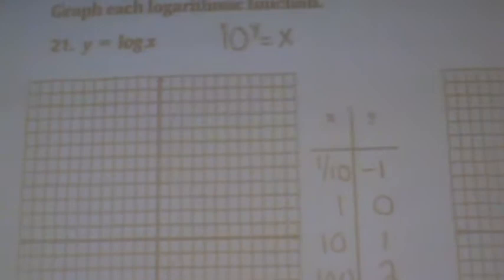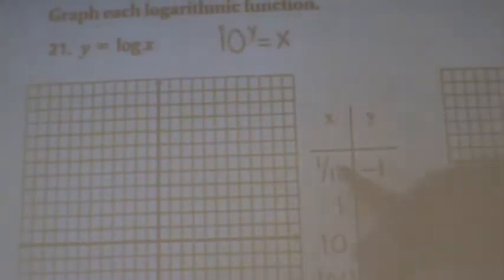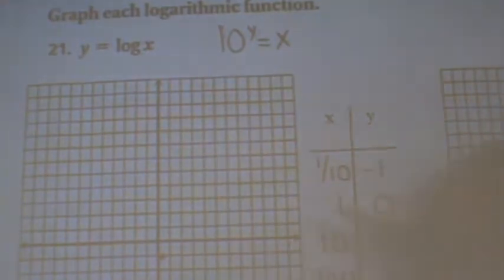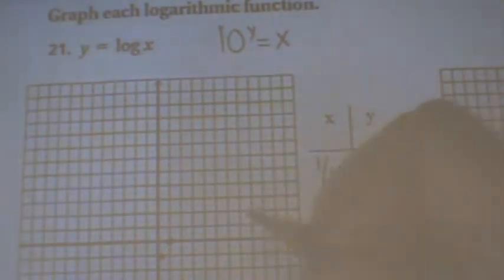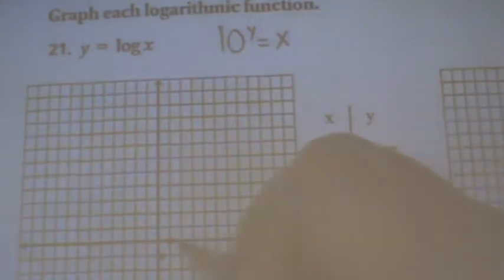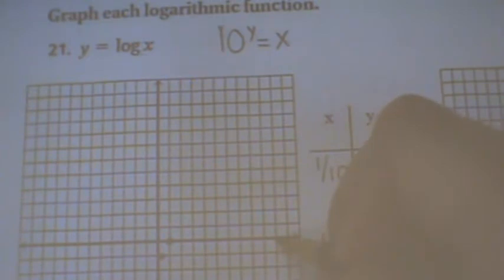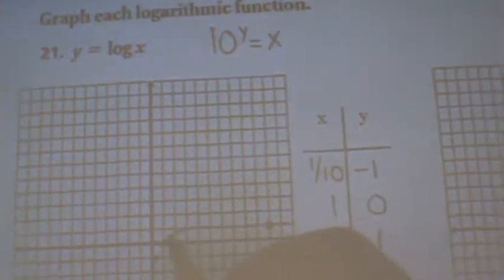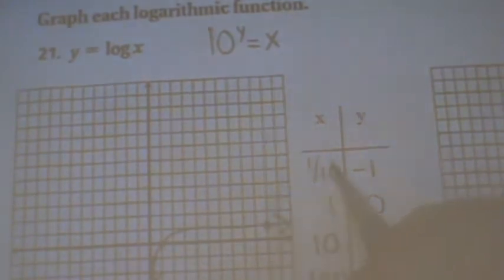So graph these points. Over 1/10, down 1, over 1, 0, and over 10, 1. I think these are 12s. 1, 2, 3, 4, 5, 6, 7, 8, 9, 10. Can you tell me the domain and the range? X is greater than 0. All real numbers is your range.